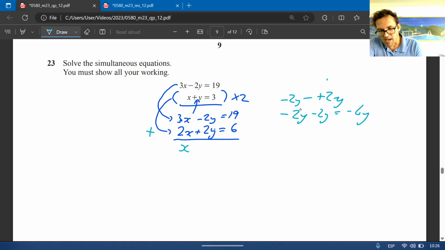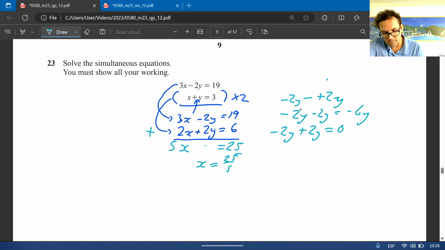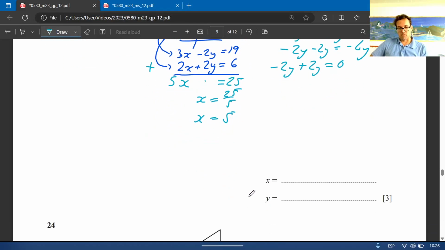So if we add, we get 3x plus 2x is 5x. That's still fine. And then we got minus 2y plus 2y. Minus 2y plus 2y will give us 0. And that's exactly what we're going for. We eliminated the y's. They are gone. So we can just leave it blank there. And 19 plus 6 is 25. So that gives us 5x is 25. So x, let's divide everything by 5. x is 5. Nice, isn't it?